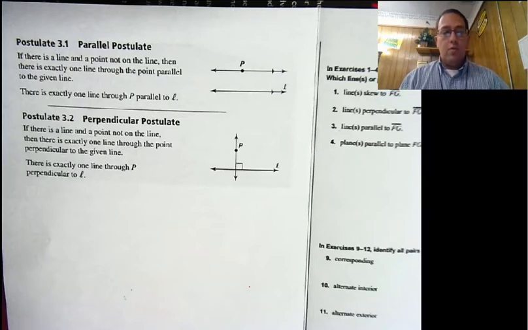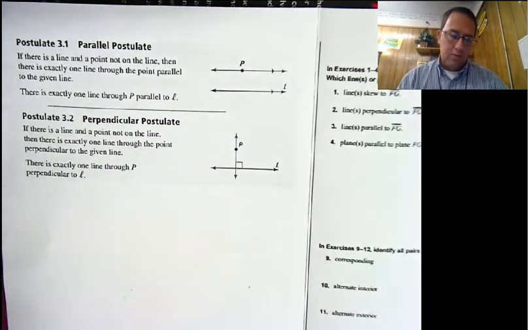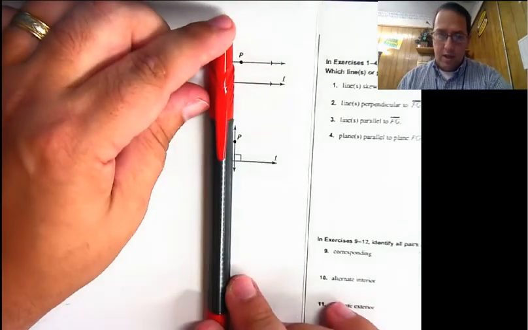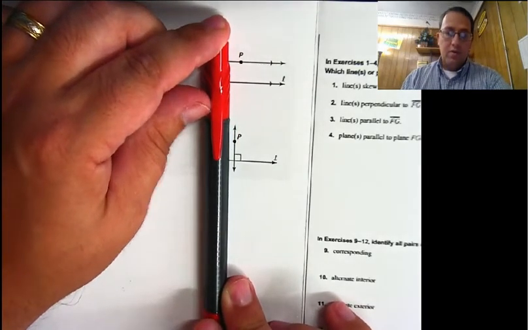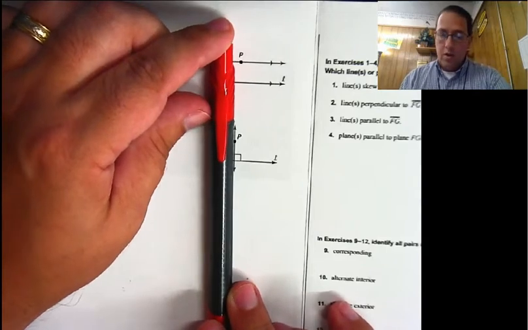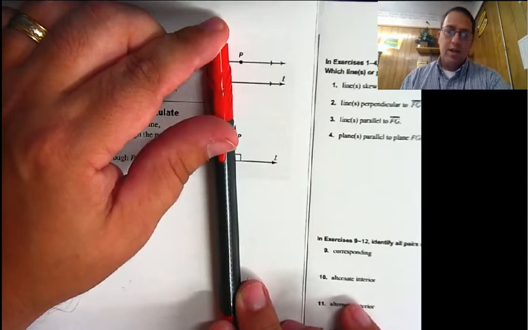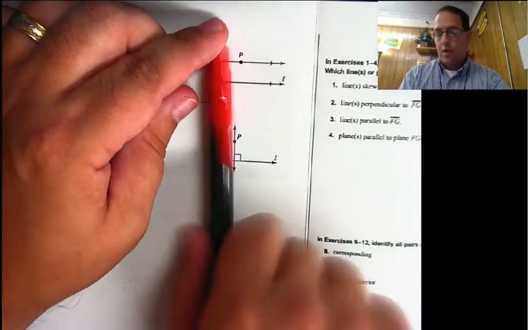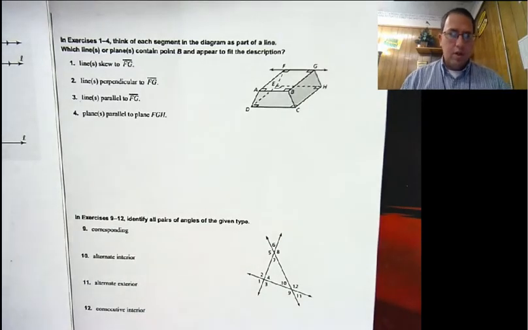The perpendicular postulate says that if there's a line and a point not on the line, there is one and only one line through that point perpendicular to the given line, right? So this is the only line perpendicular to line L that goes through point P. Because, same kind of thing: if it's perpendicular, in order for it to be a different line, I've got to move it over. Now it's not going through point P. Or if it goes through point P, I'd have to turn it a bit to make a different line, and now it's no longer perpendicular. Okay? All right.